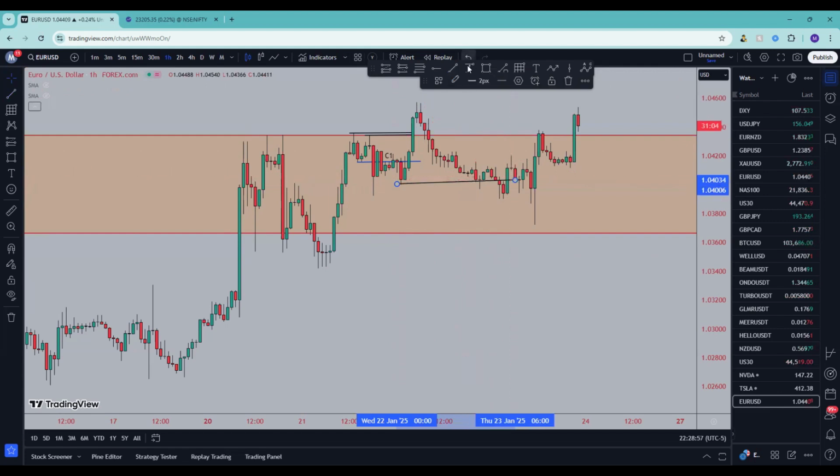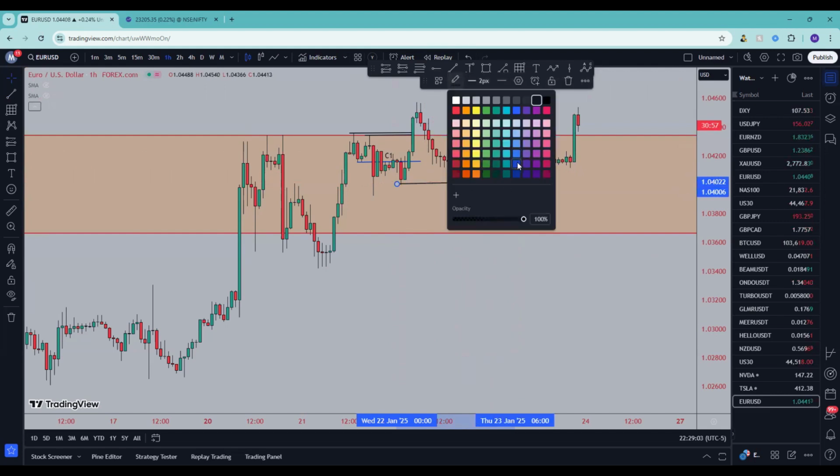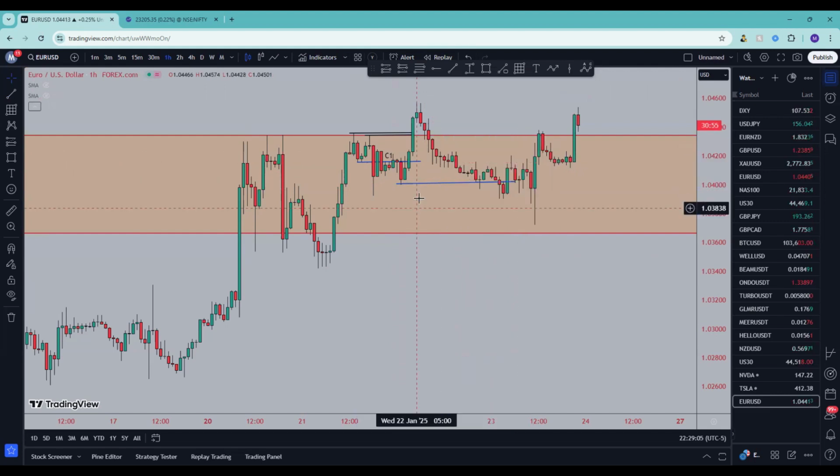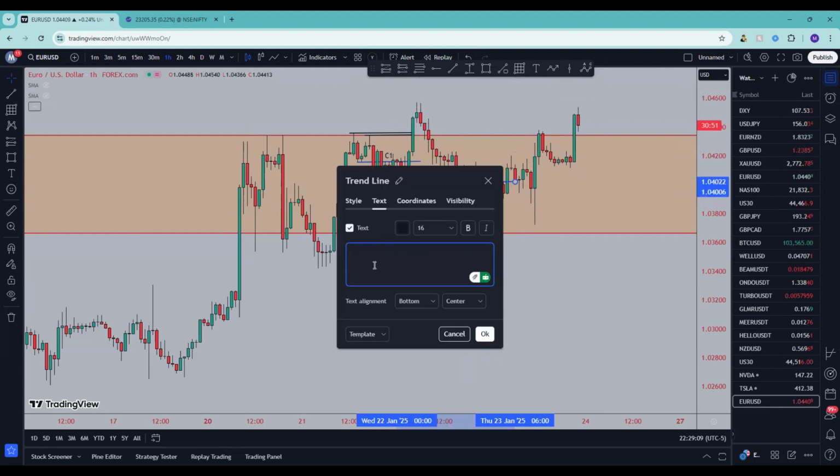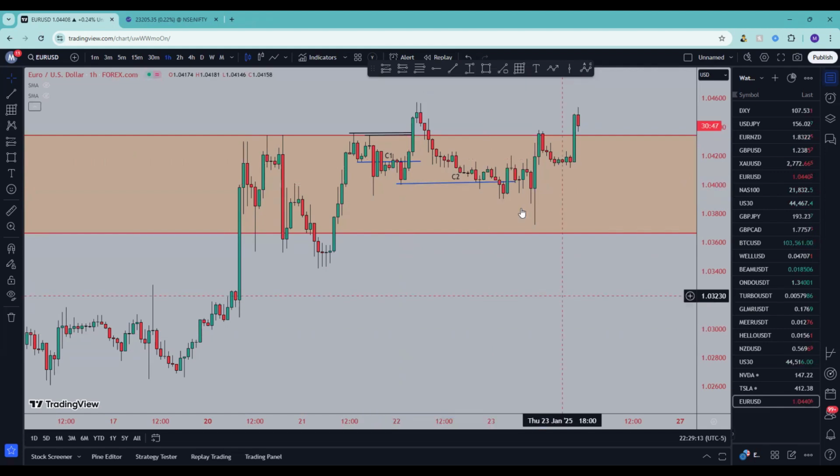I'm looking for a break below it. If the price breaks that place, I will have gotten my second change of character. Let me call it my C2. Now the question is, did the price actually break it? Did the price go below it? No, it didn't. Price never went below it.